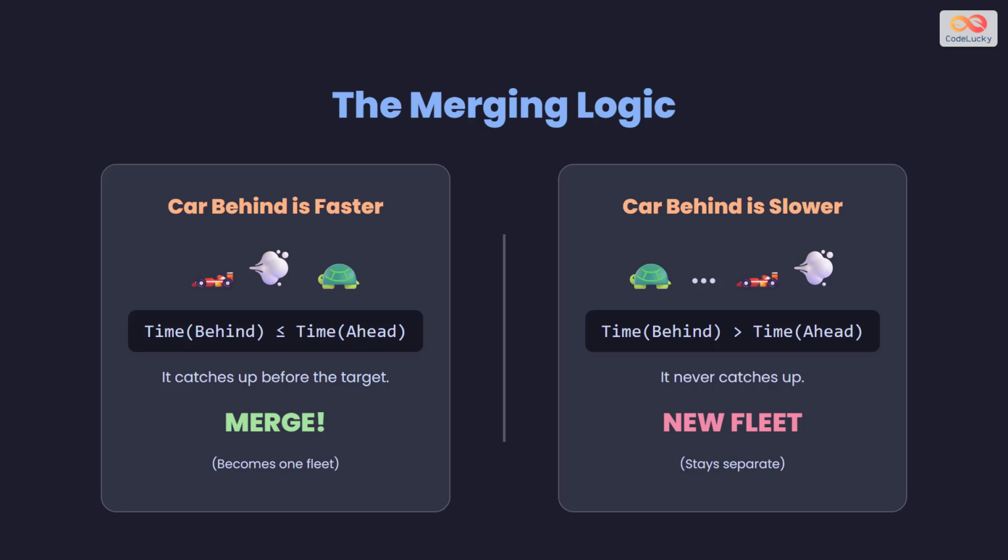Let's say we are comparing two cars. We have the car ahead and the car behind. If the car behind arrives sooner or at the same time as the car ahead, it means it catches up. They merge into one fleet, and the arrival time of the group is determined by the slower car ahead. However, if the car behind takes longer to arrive, it will never catch up. It forms the start of a new, separate fleet.